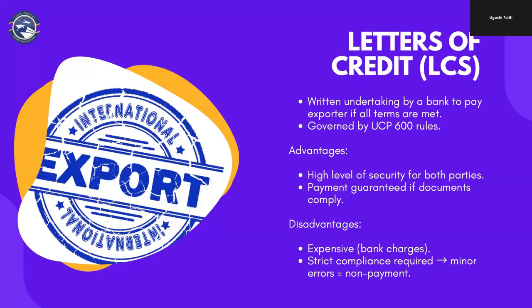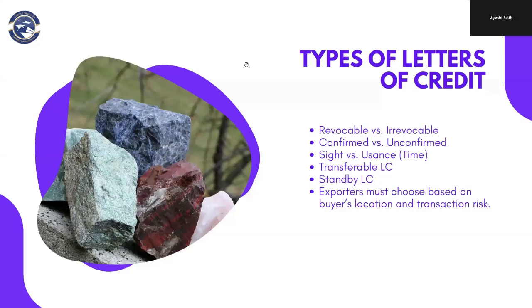So for disadvantages, we have expensive. Yeah, to actually issue a letter of credit, there are bank charges, and those charges are a lot. Then you have strict compliance required. Minor errors equal non-payment. Yes, strict compliance is required. You have to read through your letter of credit very well, understand what's written there, check through your export contract, make sure you have everything to comply, because your money is there. So the burden is now on your shoulders to deliver well and just get your money.